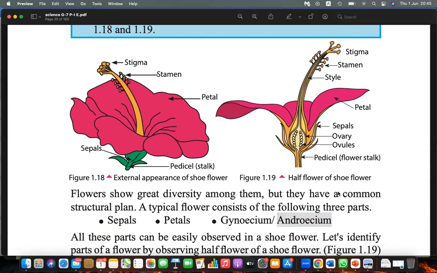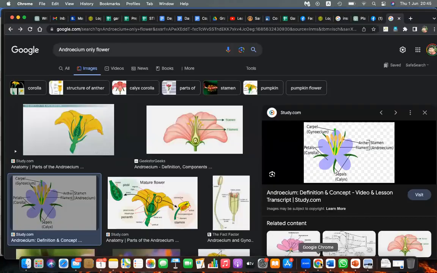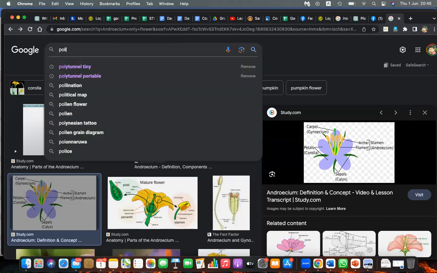Let's look at this pollination process in a short video, then you can get an idea. Meanwhile, I can show you the one with only androecium. Okay, here, pollination. It can happen due to wind or due to insects, anything, right?